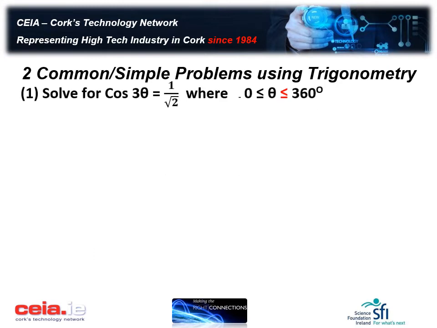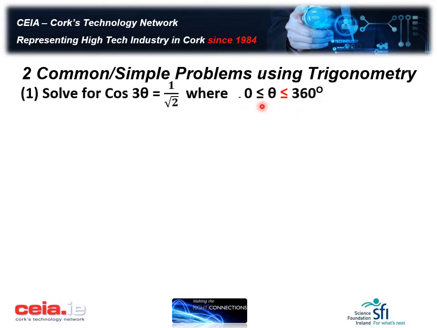So let's take a look at the first example. Solve for cosine 3 theta equals 1 over root 2, where theta is between 0 and 360 degrees. Given that they have mentioned the range in degrees, it looks like they want us to work in degrees and perhaps give our answer in degrees on this occasion.